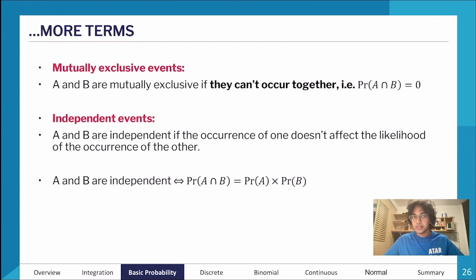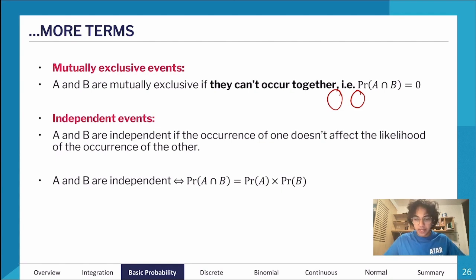Like, what's the difference? Mutually exclusive is if they can't occur together, right? For example, if that intersection is 0, so A intersection B is 0, if I've got something like this. Independent events, on the other hand, are when one happening doesn't affect the chance of another happening.